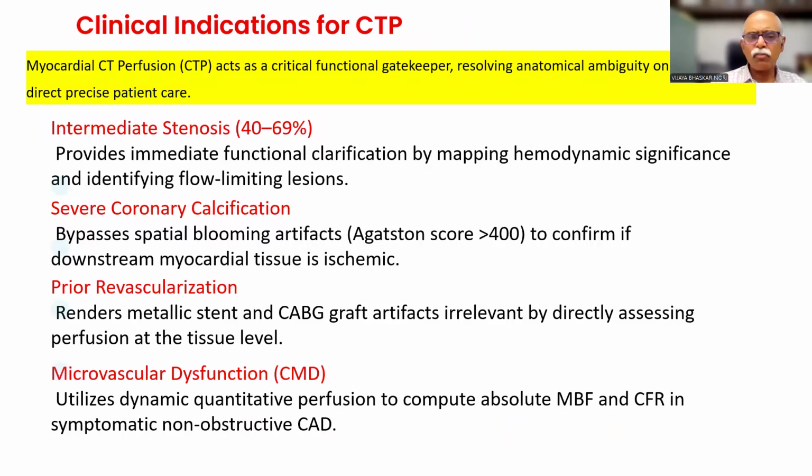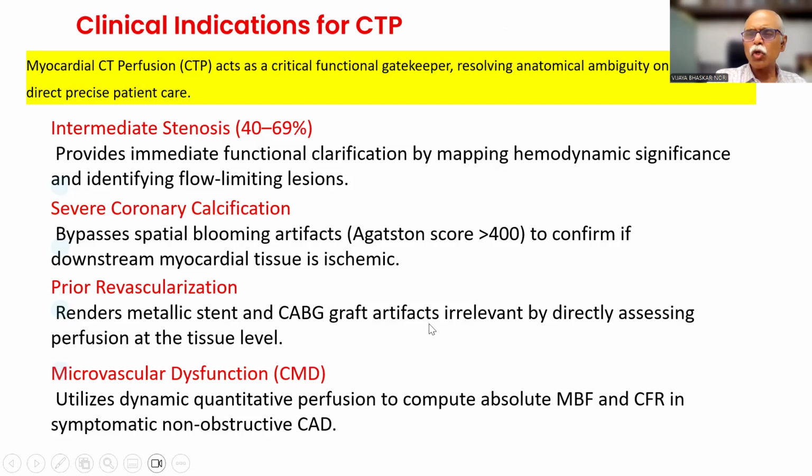Now, what are the indications for CT perfusion? Intermediate stenosis, 40 to 69% stenosis. Myocardial CT perfusion acts as a critical functional gatekeeper, resolving anatomical ambiguity and giving you a direct, precise patient care advantage. So 40-69% stenosis: it provides immediate functional clarification by mapping hemodynamically significant stenosis and identifying flow-limiting lesions. Severe coronary calcification, Agatston score more than 400: it bypasses spatial blooming artifacts to confirm whether downstream myocardial tissue is ischemic. Prior revascularization, that is stents, metallic stents, bypass grafts.